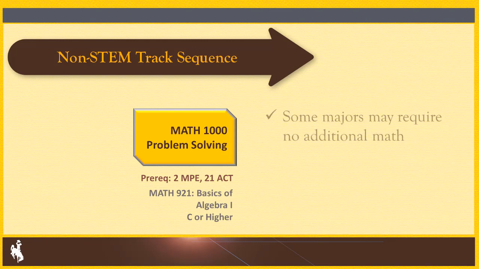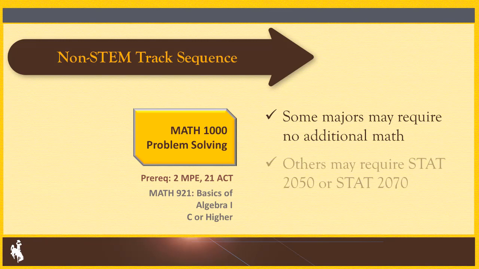Some of these majors, like English and Art, may not require any additional math beyond Math 1000. Others, like Psychology and Criminal Justice, may require that students also complete a statistics class, like Statistics 2050 or 2070. Math 1000 and both Statistics 2050 and 2070 meet the student's USPQ requirement.